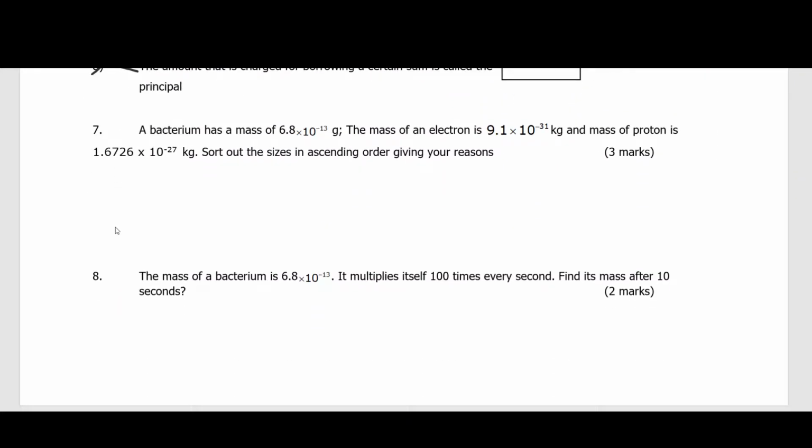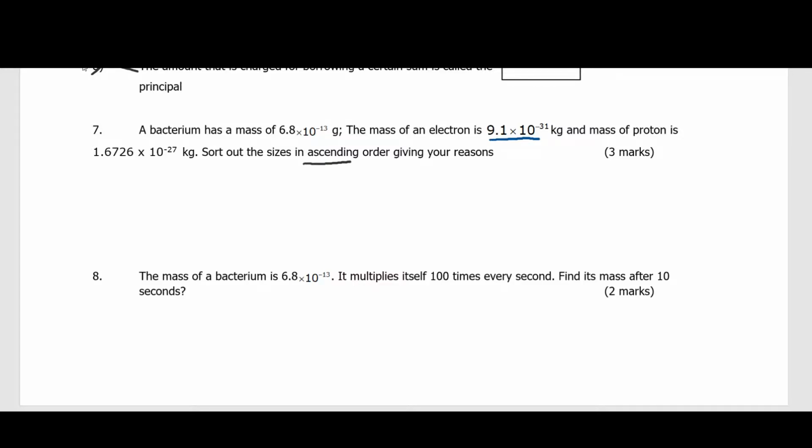Number 7, a bacterium has mass 6.8 times 10 to the negative 13 grams. The mass of an electron is 9.1 times 10 to the negative 31 kilograms, and the mass of a proton is 1.6726 times 10 to the negative 27 kilograms. Sort out the sizes in ascending order and give your reasons. So ascending means from smallest to biggest. Okay, smallest to biggest. The smallest number here is 9.1 times 10 to the negative 31.